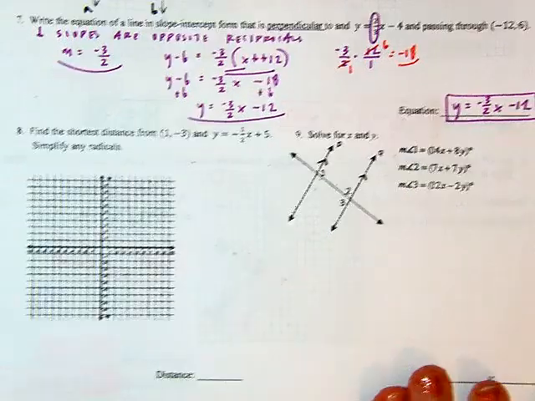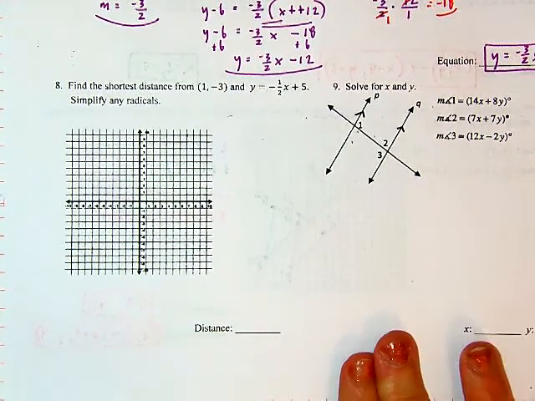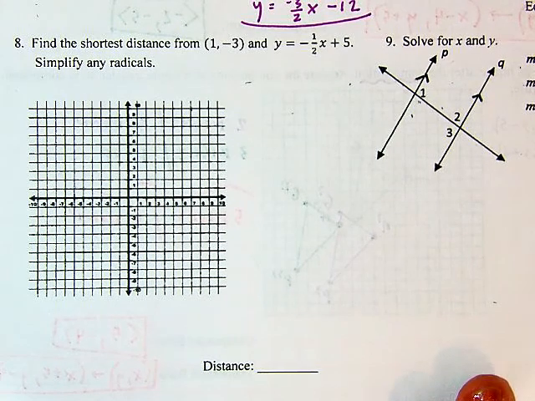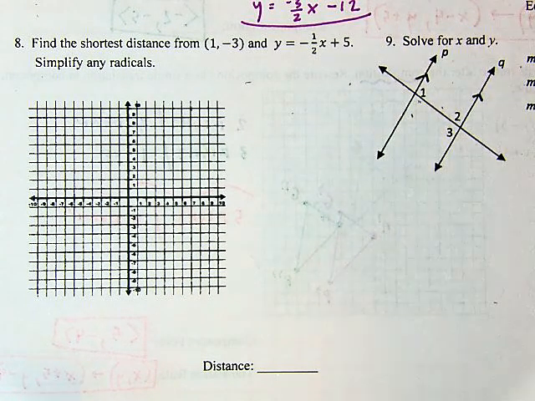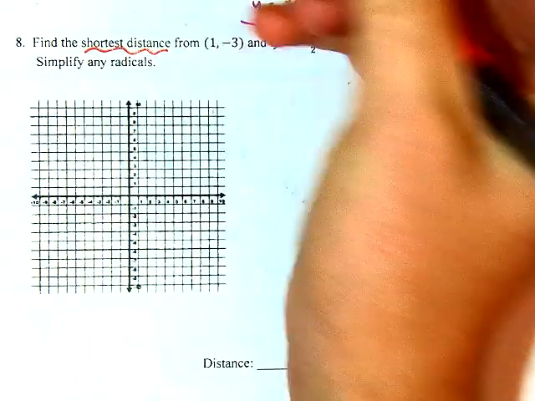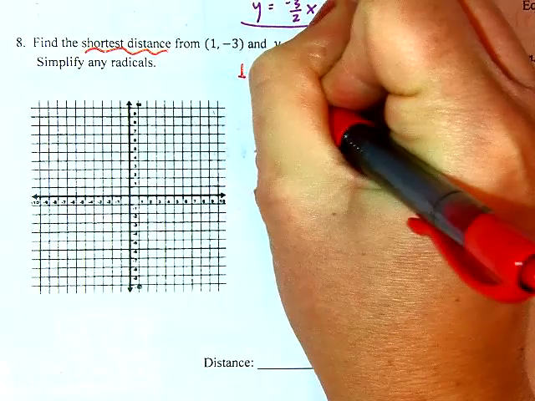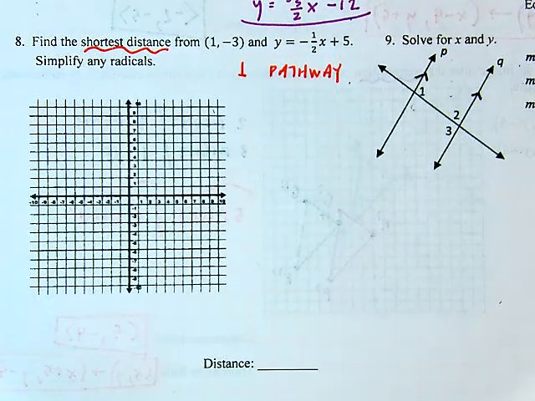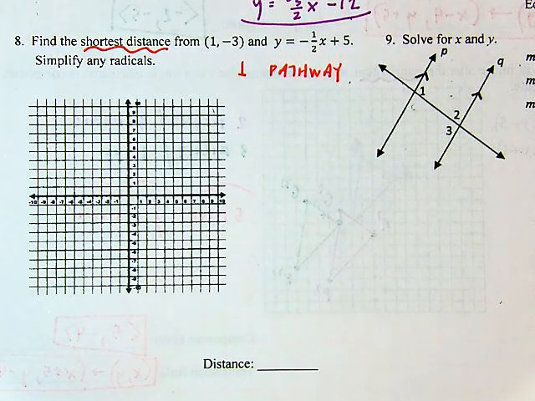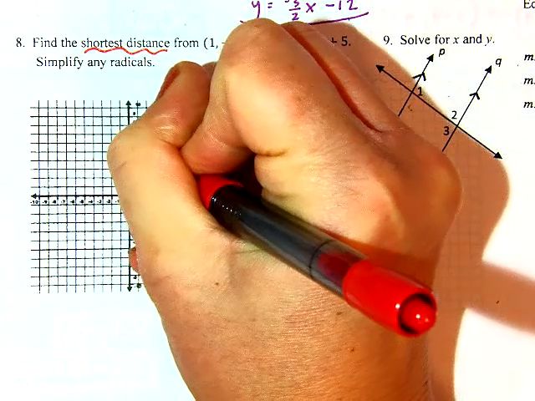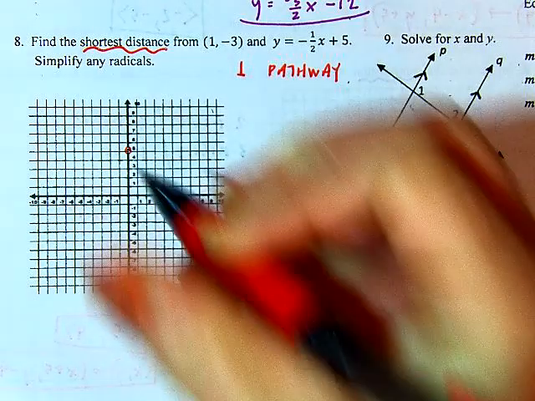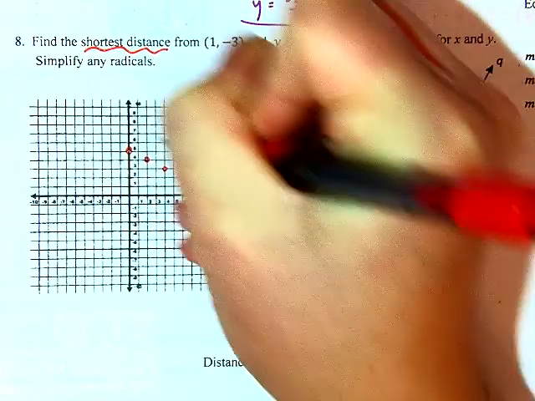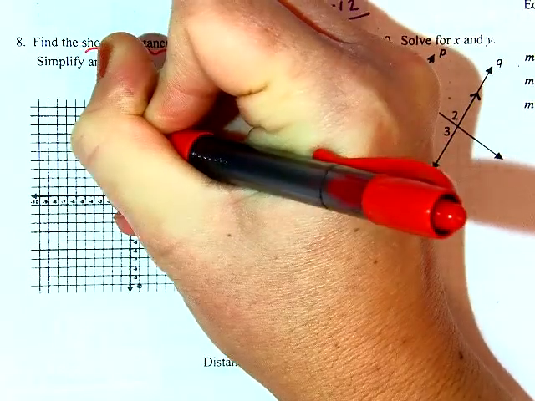All right, next up, we're getting back on the coordinate plane, so I'm going to zoom in again, just get a little bit tighter. Find the shortest distance from a point to a line. So we should know that our shortest distance will always be the perpendicular pathway. So I'm going to start by graphing my line. I see that my y-intercept is at 0, 5, and my slope is -1/2. So down 1, right 2, down 1, right 2. And I'm just going to give myself a whole bunch of points along that pathway.